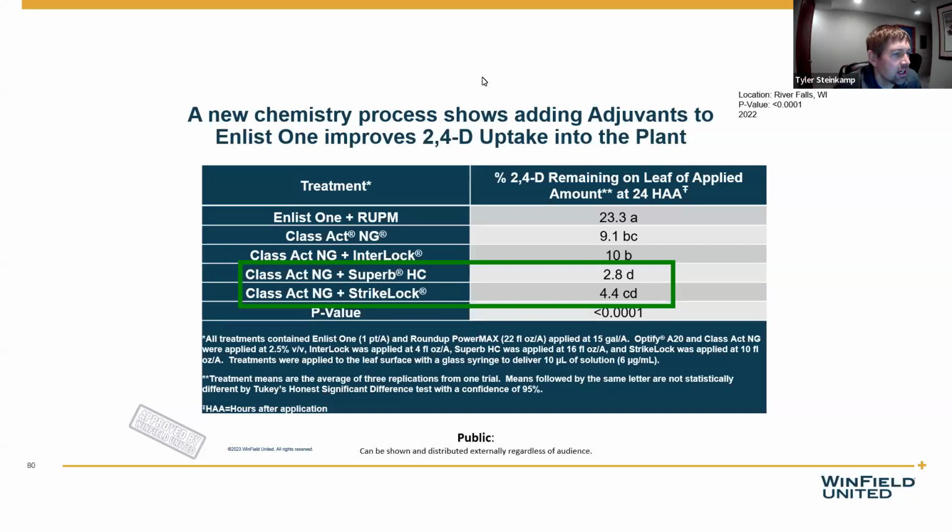When you look at this data, 2.8 versus 4.4, there's not a lot of difference here, and it's not statistical. This is basically showing that anytime we add in an oil, in addition to that Class Act, that's when we're going to get our best control.